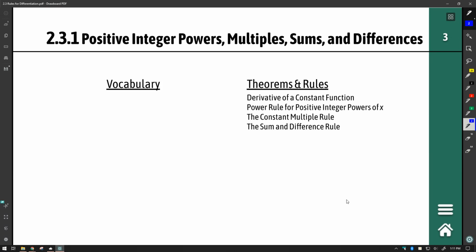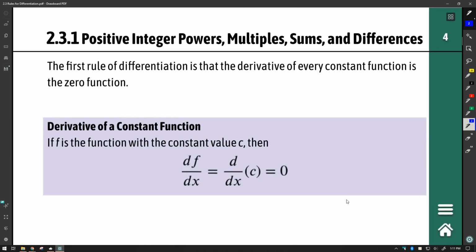We have some new theorems in this section. We're going to talk about the derivative of a constant function, a power rule for positive integer powers of x, a constant multiple rule, and a sum and difference rule. And we'll spend a little bit of time with the power rule because it's just the most important rule we have seen so far in our study of calculus. So we begin like this.